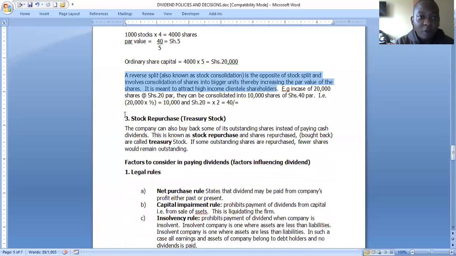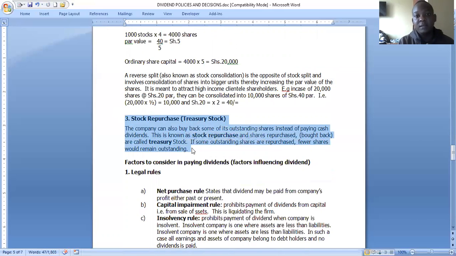Then another form of dividend is a stock repurchase, also known as treasury stock. Treasury stock happens when the company buys back its own shares from its shareholders. It's like the company investing in itself, so that the company is its own shareholder.